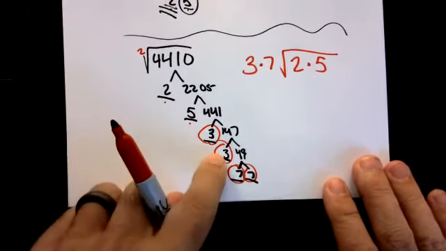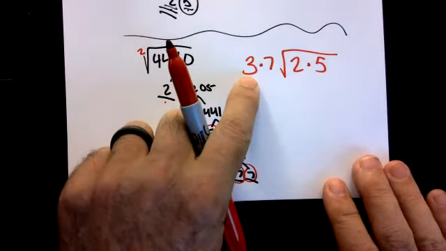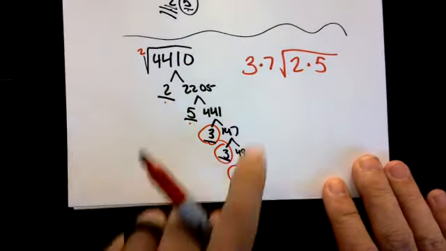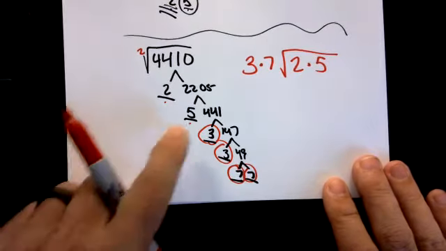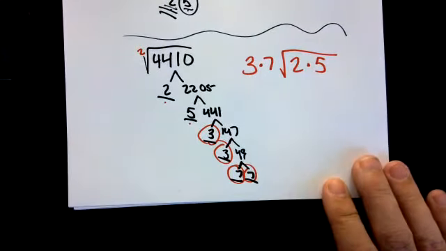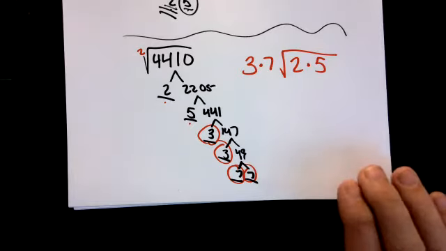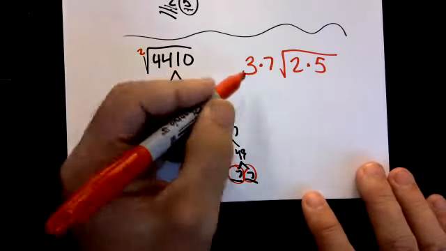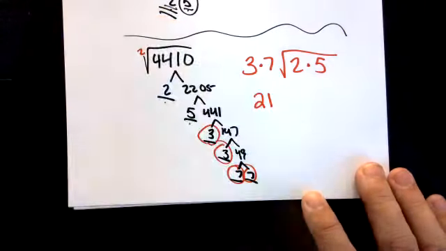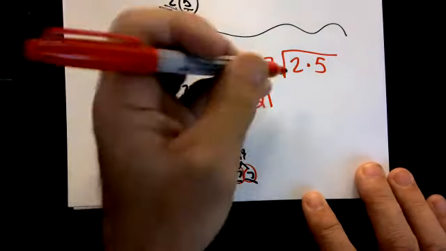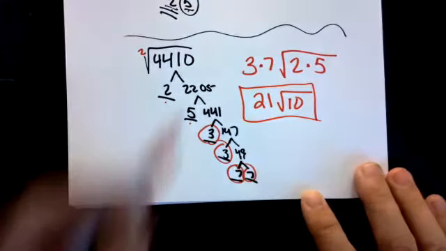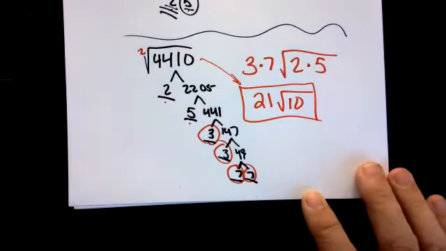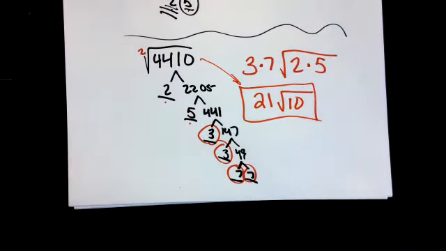Okay, so again, when you have a pair, you just write that number out in front. When you have a pair of 7s, you write that number out in front, not both of them. And the numbers that don't have pairs stay inside of the radical. If you have more than one number, when it's all said and done, you're going to multiply them. So 3 times 7 is 21. 2 times 5 is 10. So this is 21 square roots of 10.